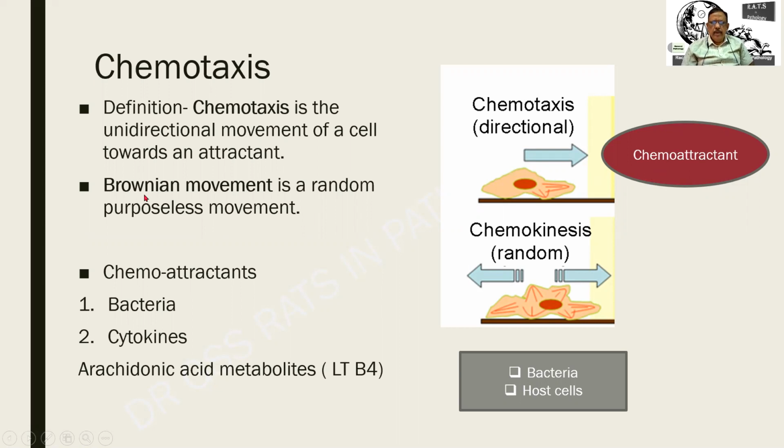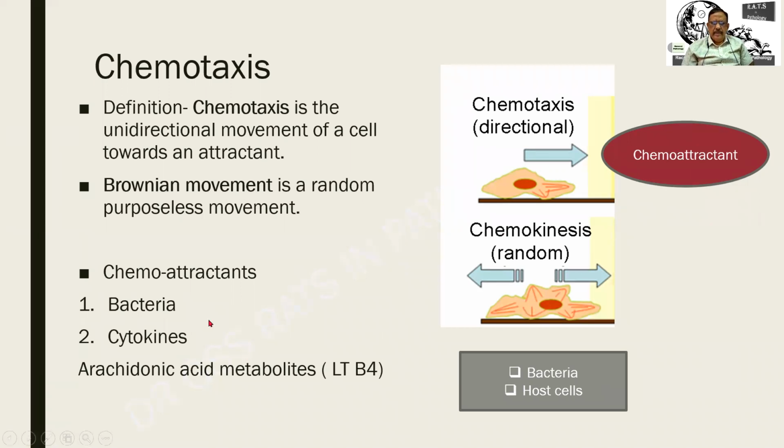Whereas Brownian movement is a random, purposeless movement. And that is what is happening over here. There are contractions and extensions in all directions. Chemokinesis, which is random, and that is called a Brownian movement.